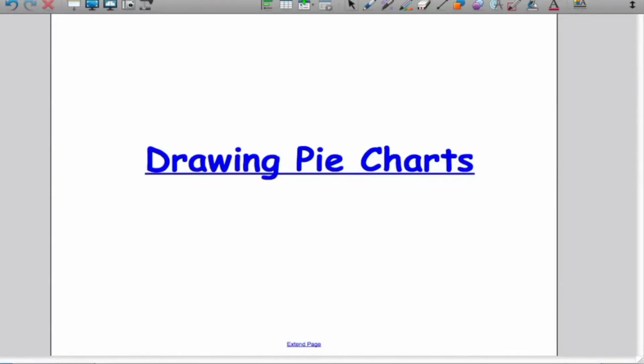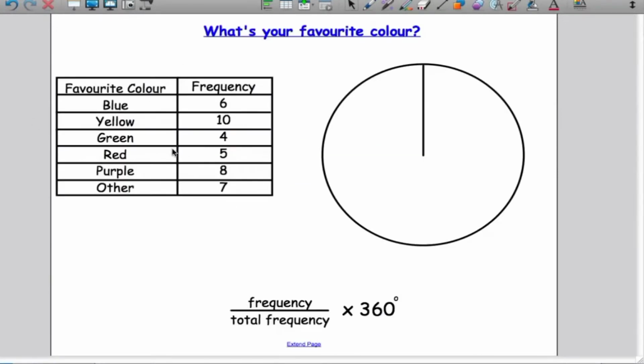Now to a more practical example. I will begin by showing you how to draw a pie chart. The table shows the favorite color of a student. Here we have blue, yellow, green, red, purple, and other. And each of these colors has their respective figures attached to them. Now, when you sum up the figures, it gives us 40.